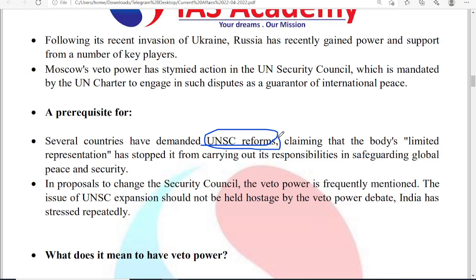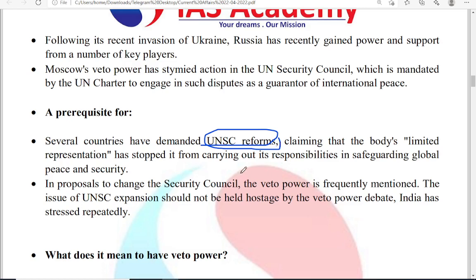And second, as far as possible, they want to increase the number of countries in the permanent membership. That means giving this veto power and the permanent membership to some more countries as well, which are eligible. Some more eligible countries will get the UNSC permanent membership, and at the same time veto power must be limited. That means it has to be used very rarely. Such reforms are expected and demanded by several countries.